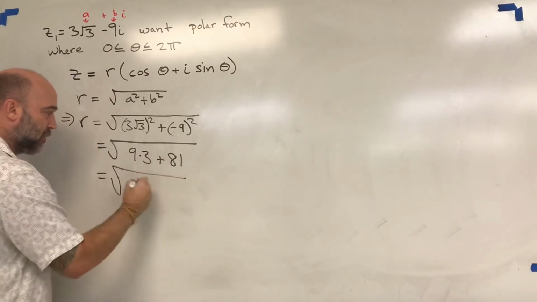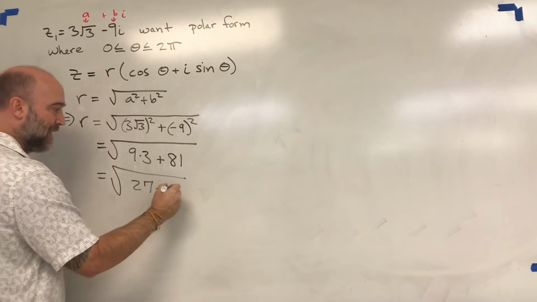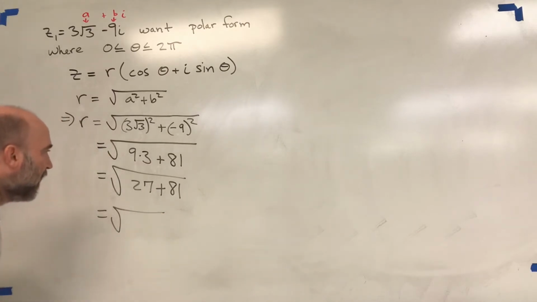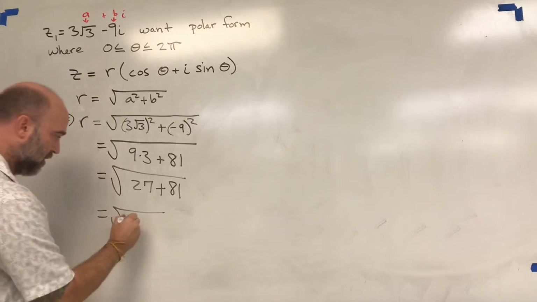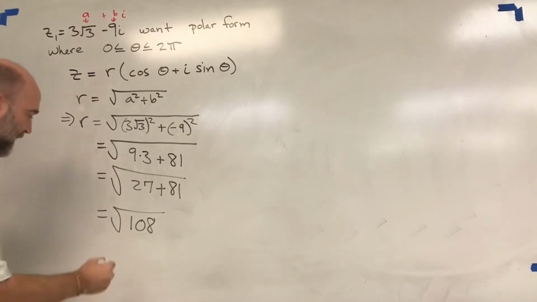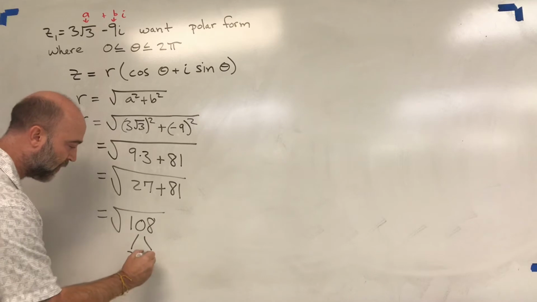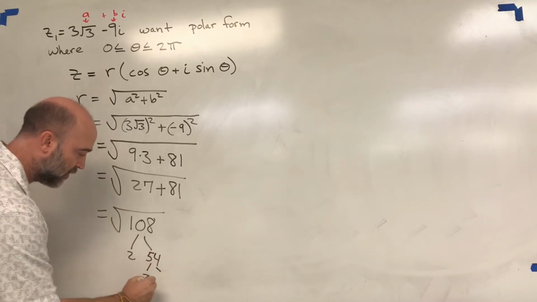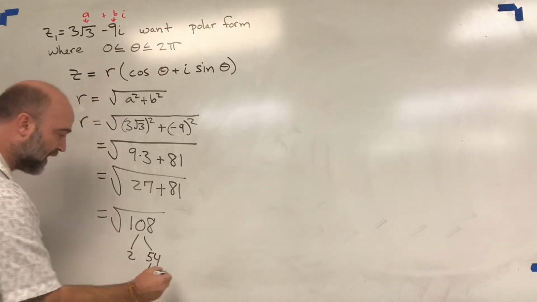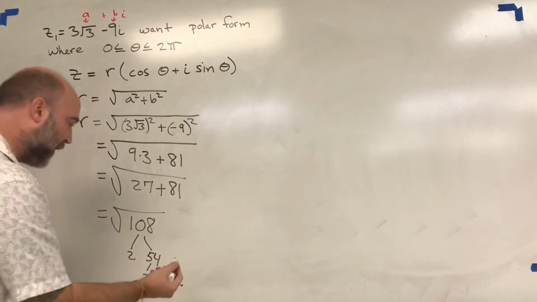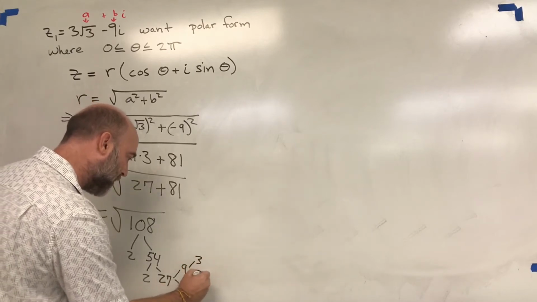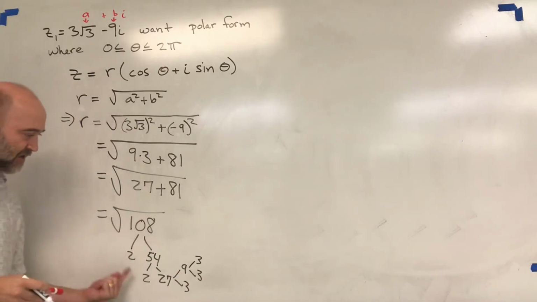That's equal to the square root of 27 plus 81, which is equal to the square root of 108. It looks like 108 can reduce. Let's see, that would be 2 times 54 and 2 times 27. And 27 breaks down into 3 times 9. And 9 breaks down into 3 times 3. So all of this is still under the radical.